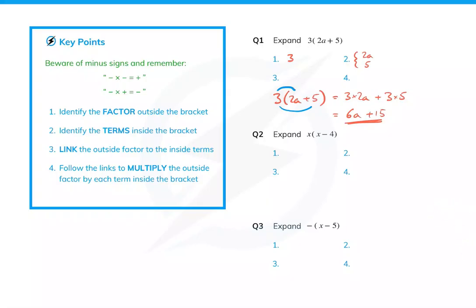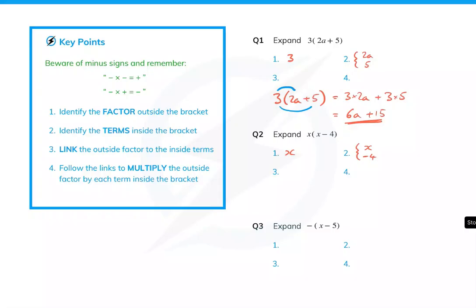Right, let's do the next one. So again, we're going to identify the factor outside the bracket. In this case, it's just x, isn't it? Okay, and now we're going to identify the terms inside the bracket. I've got x, and this time I've got minus 4. And that minus sign is really very important. So let's write those two things down. x and minus 4.